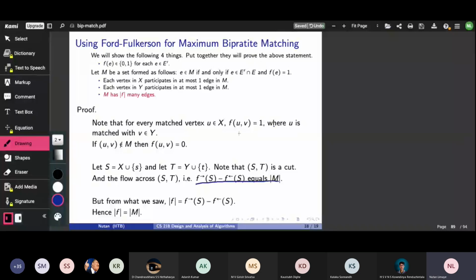So what we have just observed is the total flow. So of course, this is my set, this is capital S. Look at the flow entering S, and the flow that leaves S.